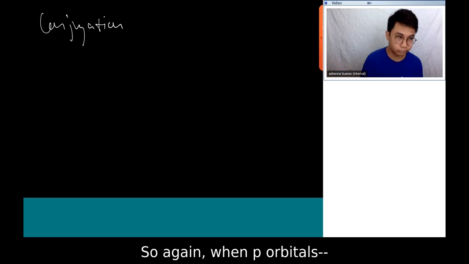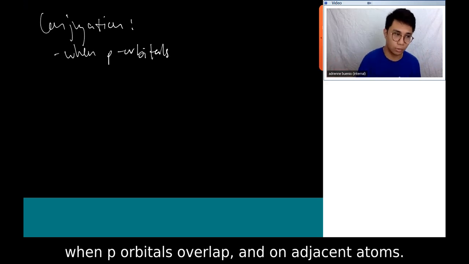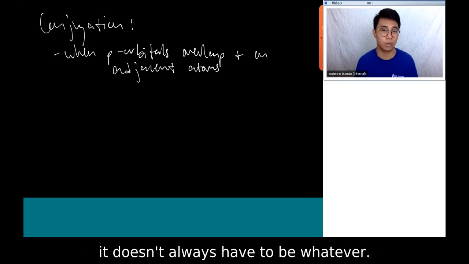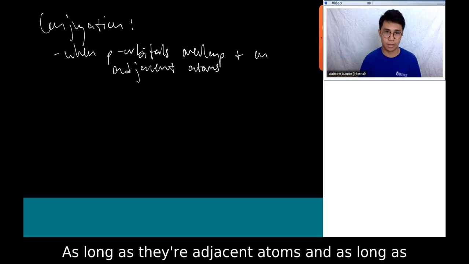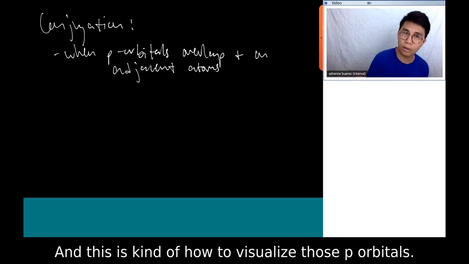Again, going back to the first few questions we did, conjugation is when p orbitals overlap on adjacent atoms, right? And it doesn't always have to be carbons. As long as they're on adjacent atoms and those p orbitals overlap. And this is how to visualize those p orbitals.